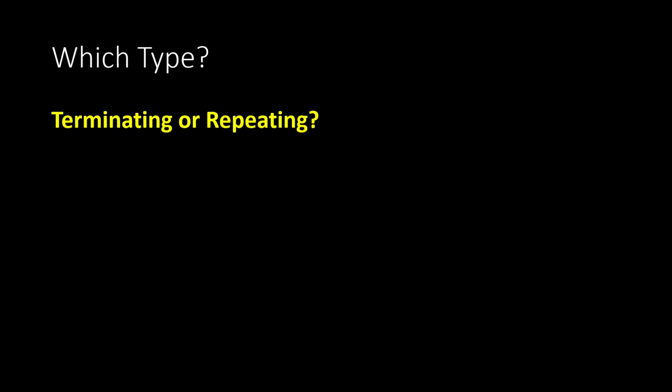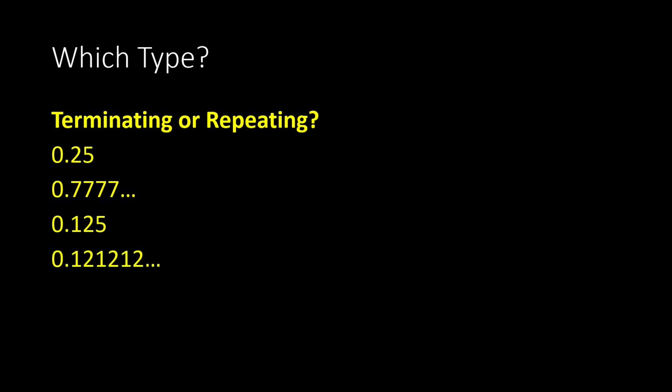Let's now take a look at some examples. Can you tell us whether these decimals are terminating or repeating? 0.25, is it terminating or repeating? 0.7777 and so on, is it terminating or repeating? 0.125, is it terminating or repeating? And finally, 0.121212 and so on, terminating or repeating. Answers are coming up shortly.